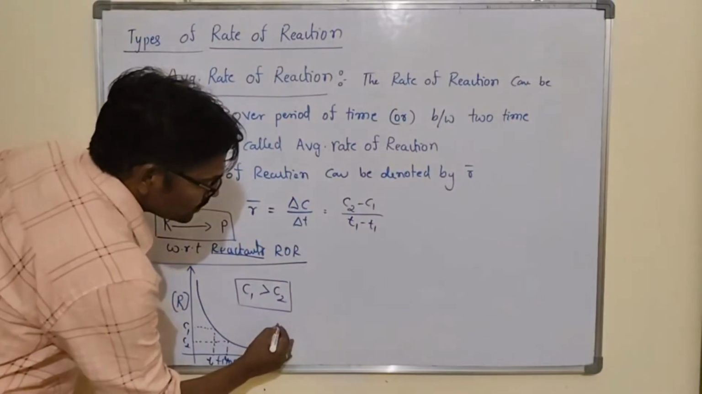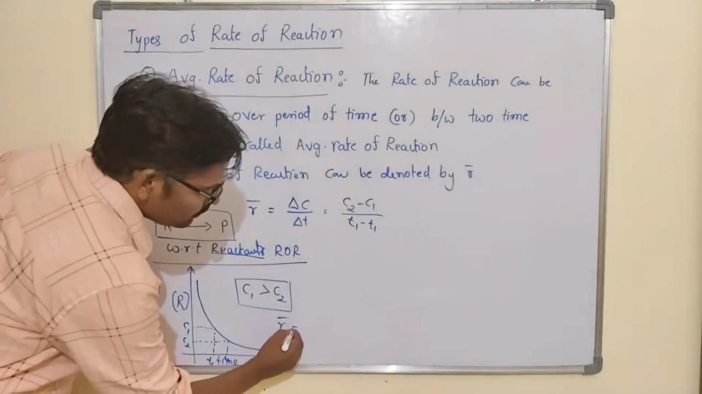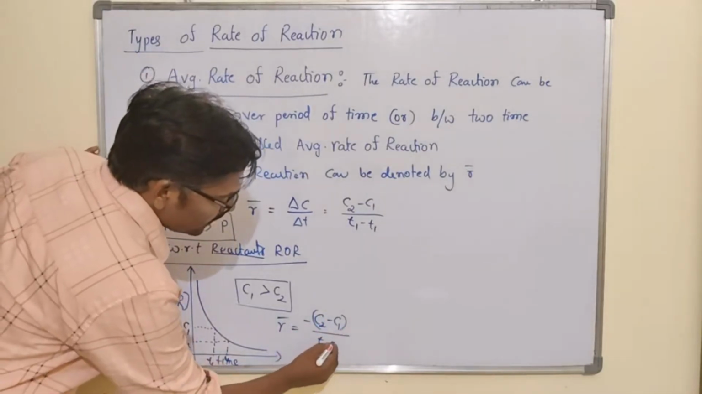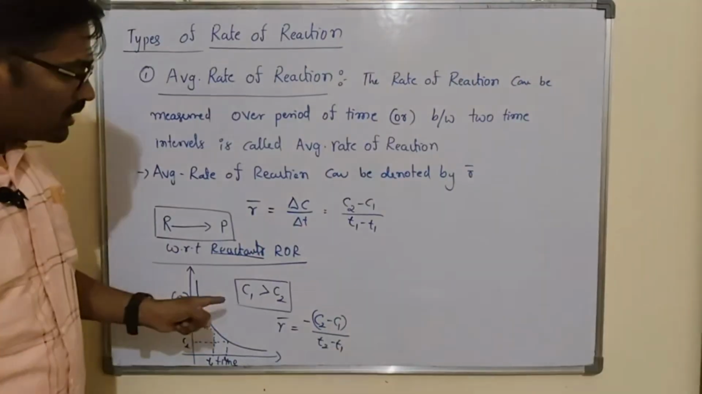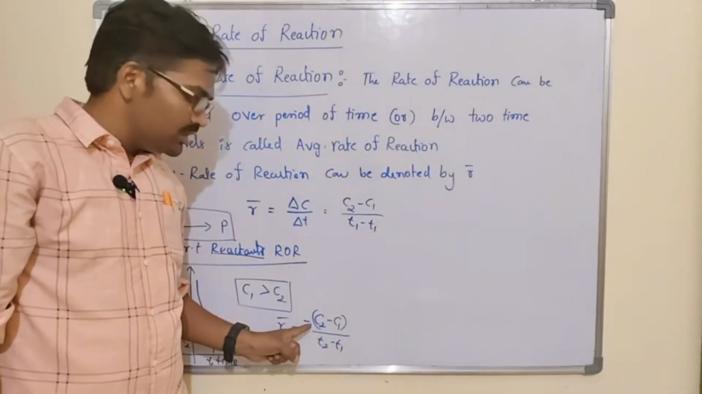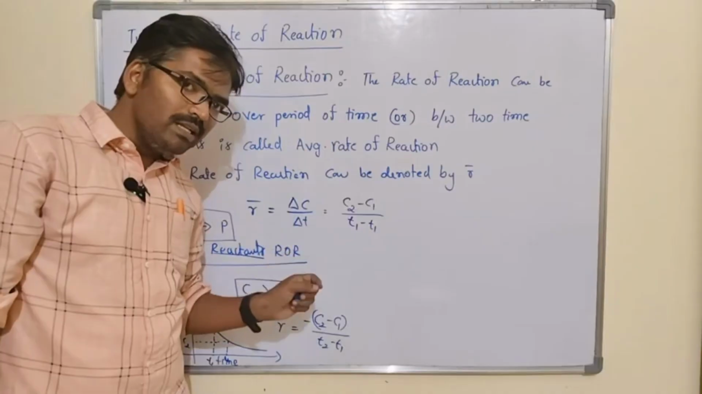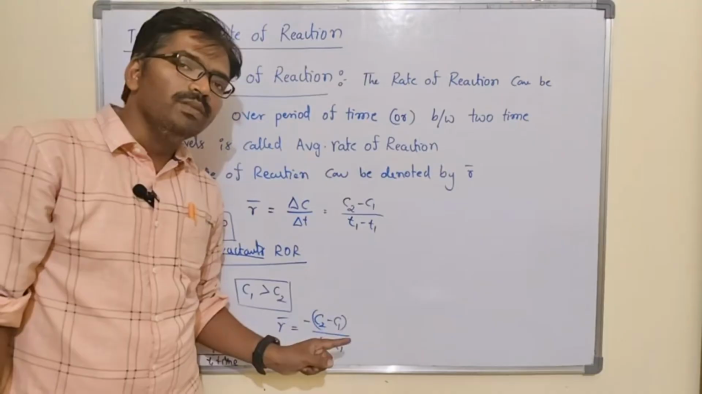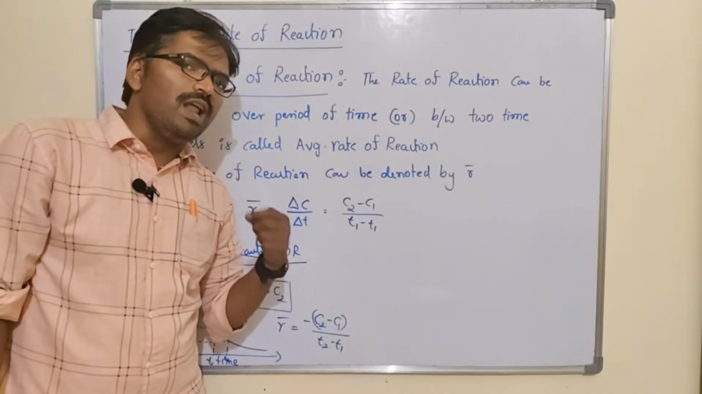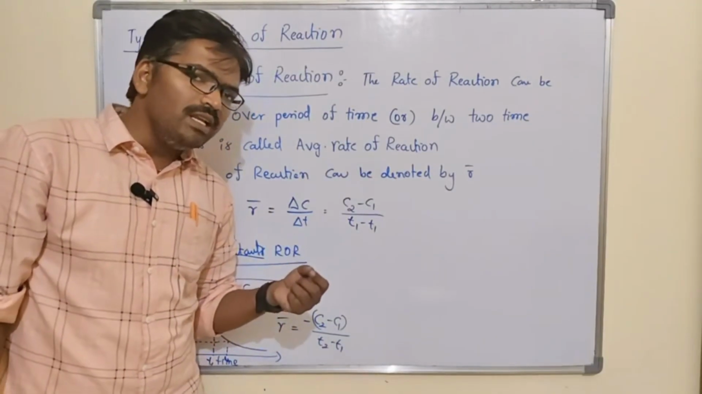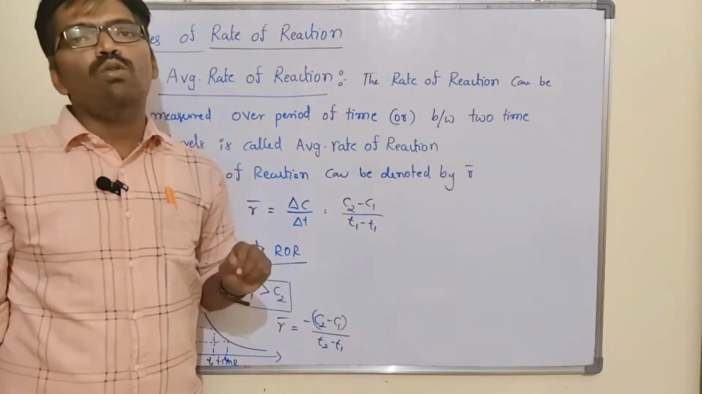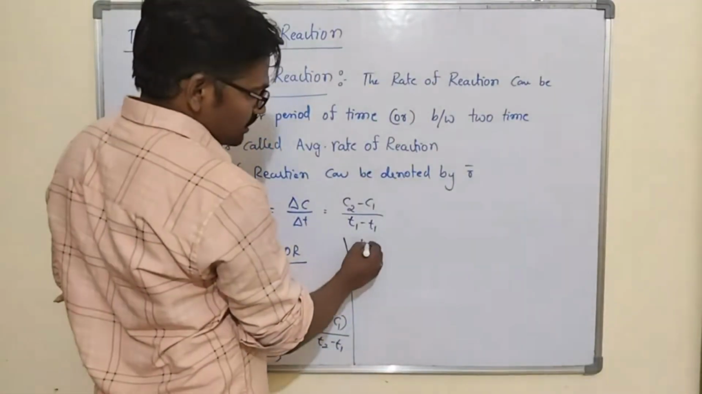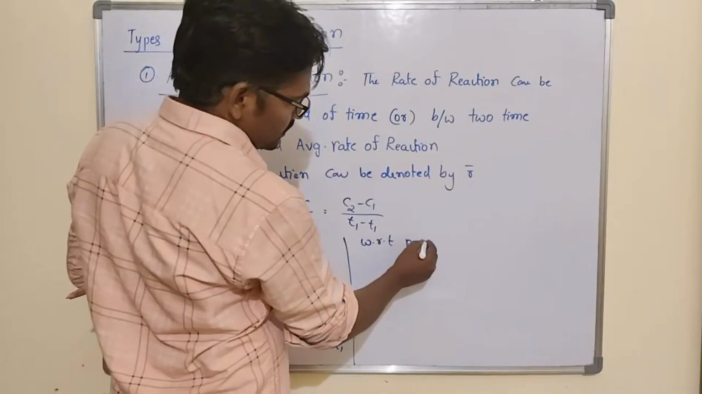So if you want to find the average rate of reaction, average rate of reaction equals to minus C2 minus C1 divided by T2 minus T1. So for the reactant case, you have to mention minus. This minus is indicating the decreasing concentration of reactants. But the value, we get a positive value only. So always rate of reaction, either average rate of reaction or instantaneous rate of reaction, is always a positive quantity. Remember, my dear students.